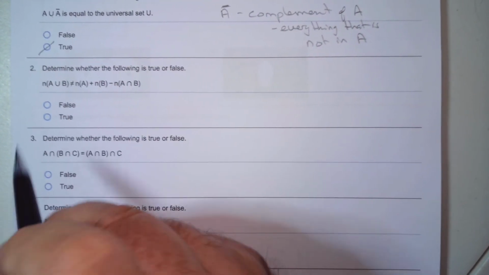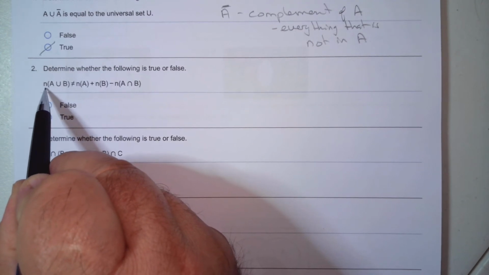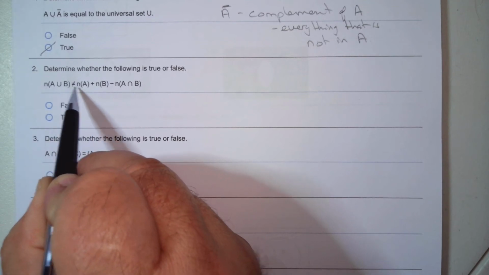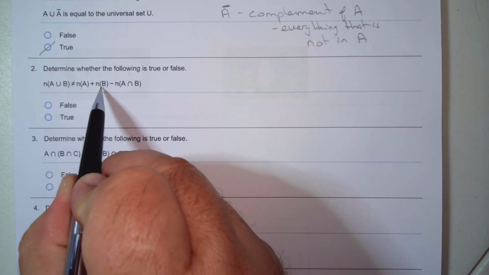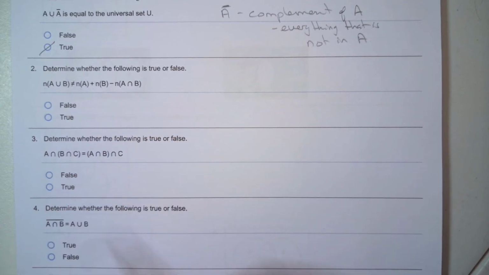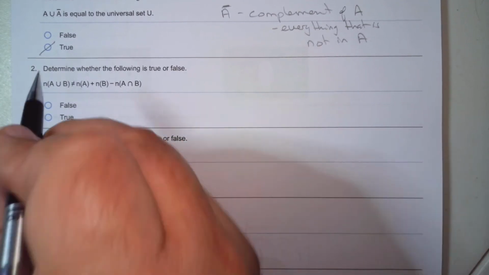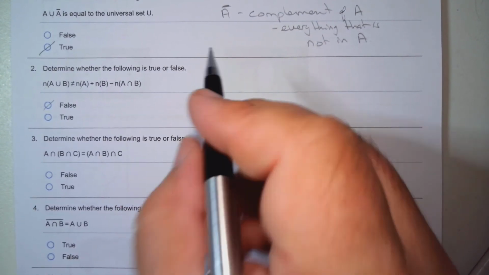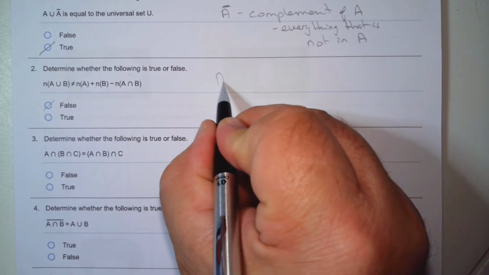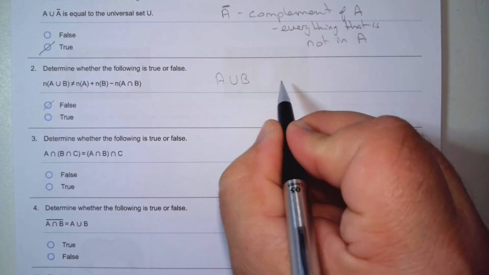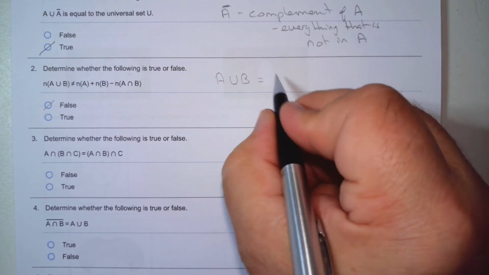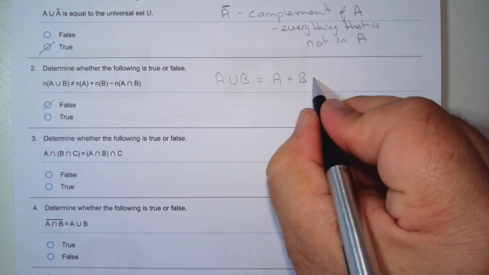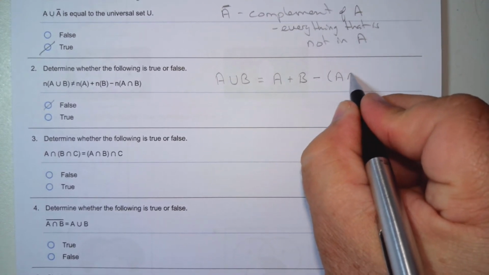Determine whether it's true or false. The cardinality of A union B does not equal the cardinality of A plus the cardinality of B minus where they overlap. Well, that's false, because that's exactly the true statement. A union B is made up of the set elements of A plus what's in B minus where they overlap.